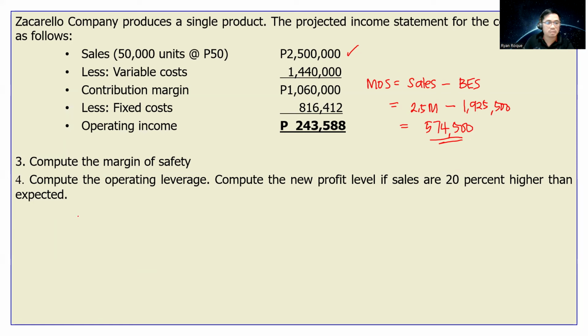We are actually asked for number four, the operating leverage. So for number four, DOL is again your CM over your OI. So that's 1,060,000 divided by your OI of 243,588. So therefore, your DOL is 4.35161, or we can simplify it as 4.352.